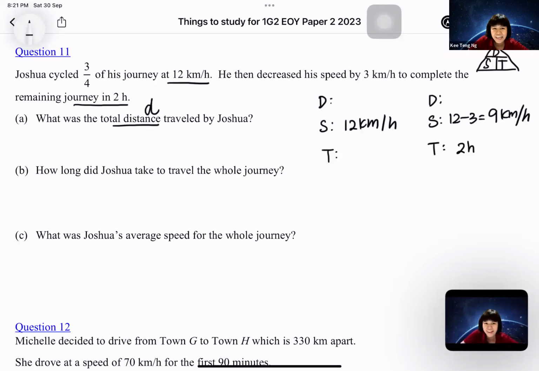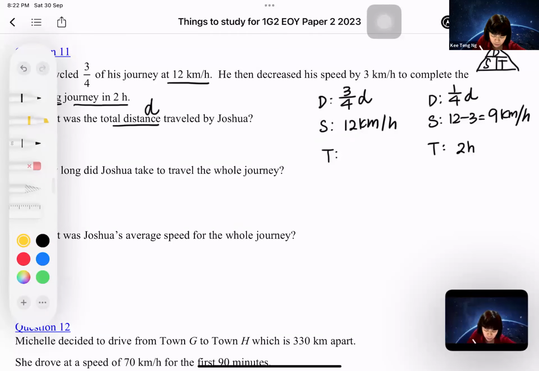Okay, I can. This person already said cycled 3/4 of his journey. So the distance over here is 3/4 of the D, right? Then on the other side, if that is 3/4, then the remaining journey will be how much? The remaining journey will be 1/4 of the distance. Am I right? Okay, they say they complete the remaining journey in 2 hours. Where is the answer?